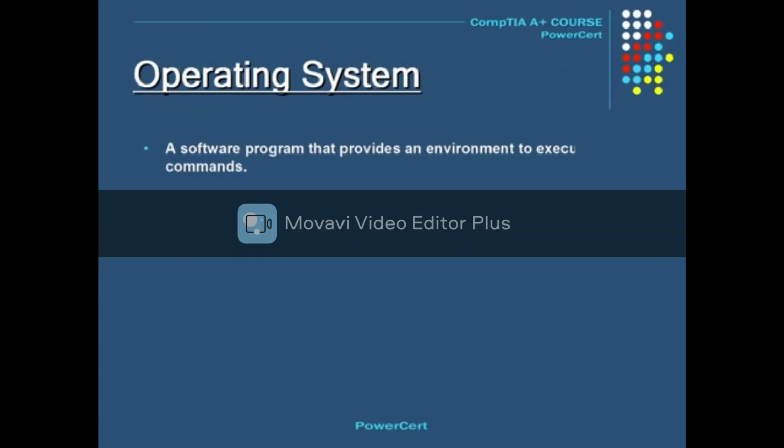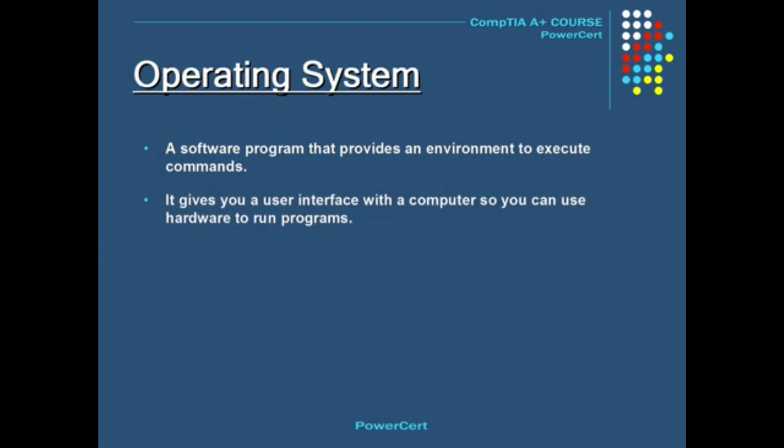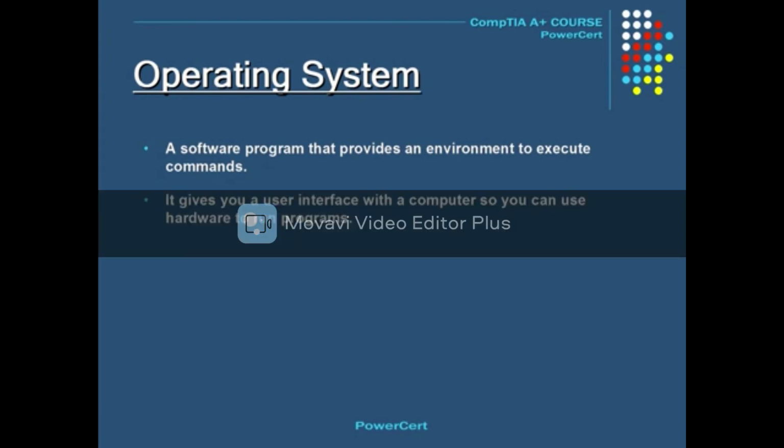The operating system is a software program that provides an environment to execute commands. It gives you a user interface with a computer so you can use hardware and run programs. It basically acts as a middleman between programs and computer hardware. You cannot run a program without an operating system.